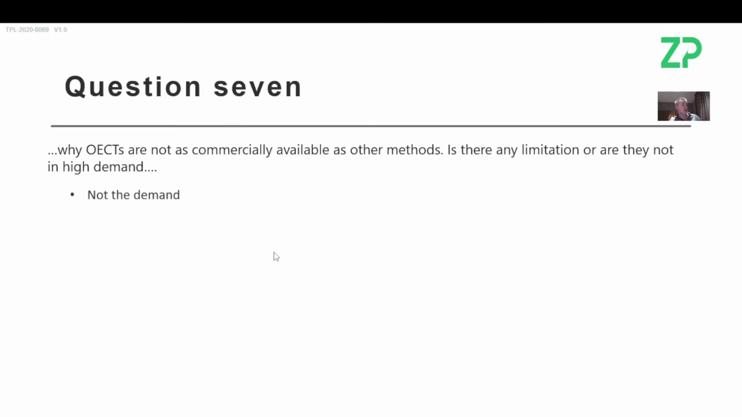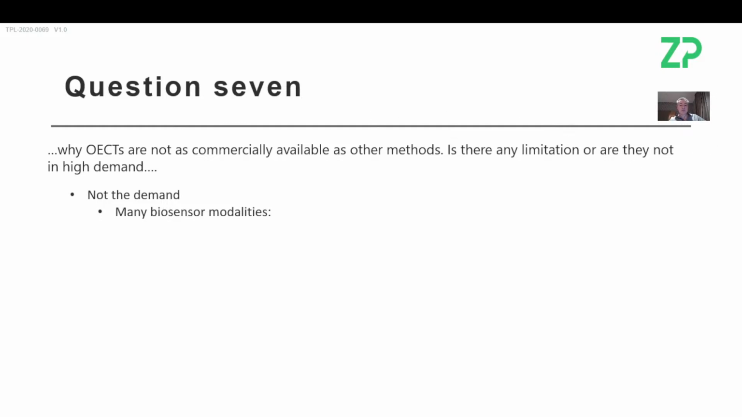But question number 7 is about OECTs. These are organic transistors. And the question is really asking why there are not many, if any, commercial examples of their exploitation. The reason is that there are so many biosensor modalities. This is just one of so many.